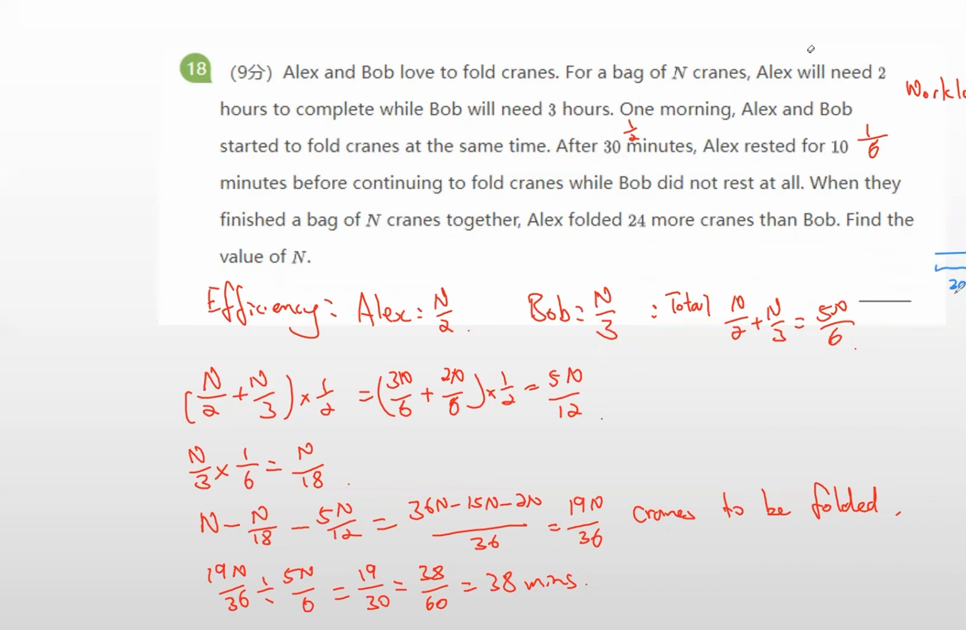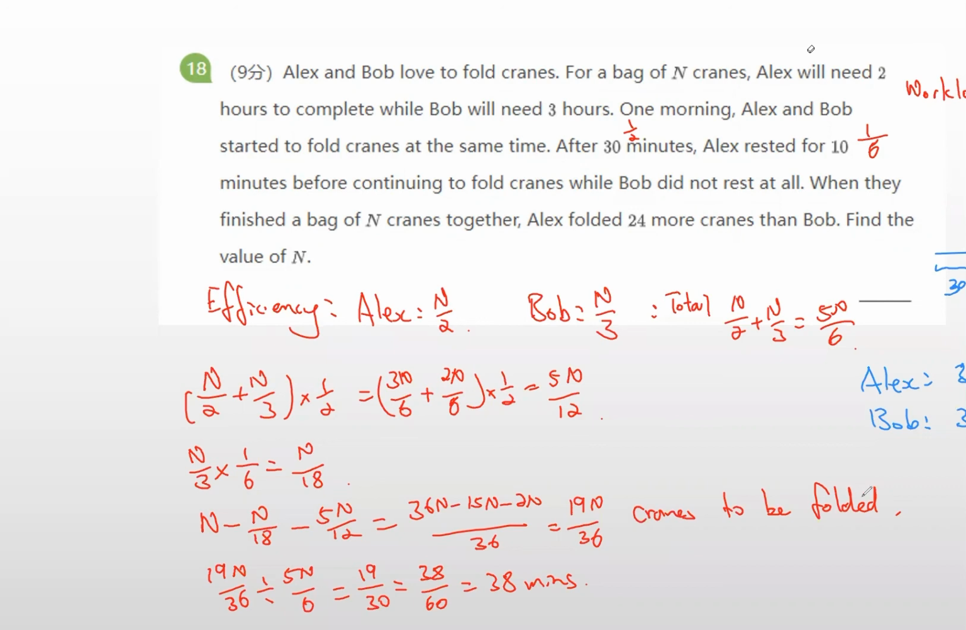That makes sense. So they start 30 minutes together, then Alex went to rest for 10 minutes, then they folded 30 minutes together again. So in total, how long did Alex fold? So Alex folded, he rested for 10 minutes, so he folded 30 plus 38, which is 68 minutes, right? And Bob has folded 30 plus 10, plus 38, isn't it? That is 78 minutes. Is that okay? So Alex folded 68 minutes, Bob folded 78 minutes.